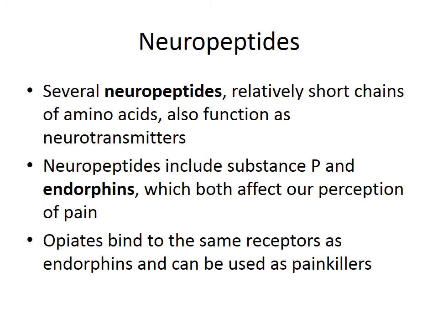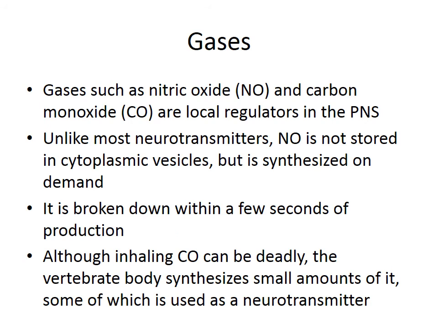Neuropeptides include substance P and endorphins, which both affect our perception of pain. Opiates can bind to the same receptors as endorphins and can be used as painkillers. And the receptors, remember, are not so very specific. So that's why opiates, which are similar shaped like endorphins, are mistaken by the body and can bind to those same receptors that were meant for endorphins.